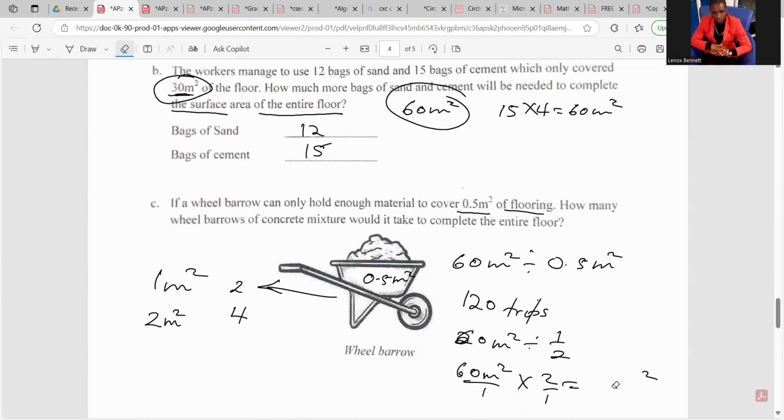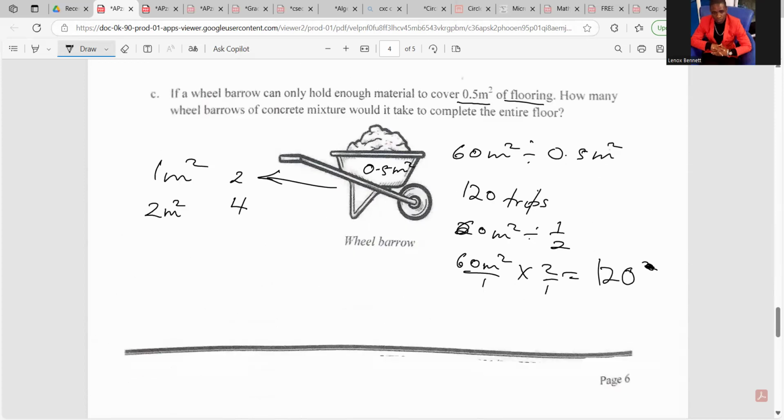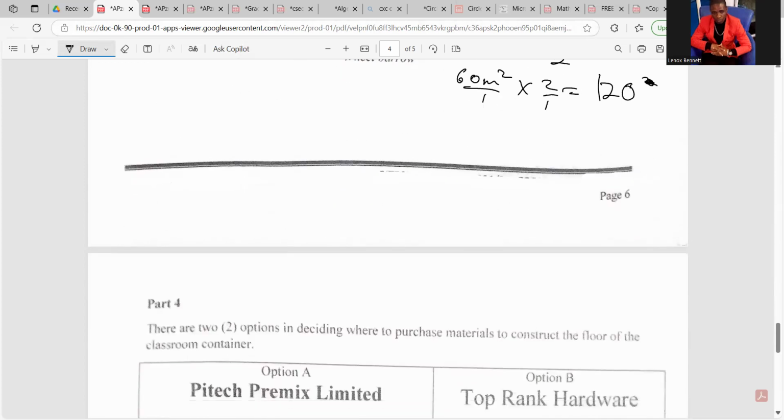Let's go, guys. Let's open it on wall. So it's 120 meters. No, 120 trips. It's a number of trips you make, right? Why did I put meters there? Alright, cool. That one was pretty nice as well.